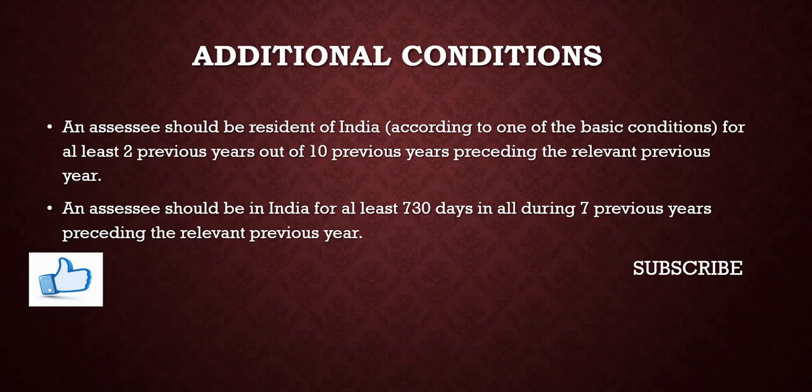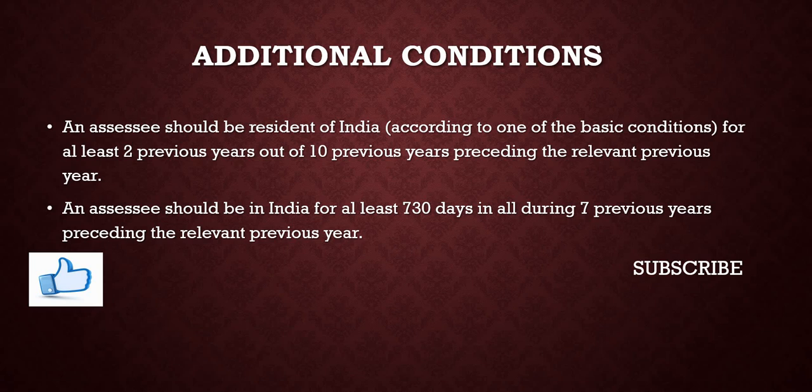In order to satisfy the additional condition, an assessee should be a resident of India according to one of the basic conditions. That means he should stay for a minimum period of 182 days, or he should stay in India for a period of 365 days during 4 previous years and for a period of 60 days, even including the exceptions here. So if an assessee stays in India for at least 2 previous years out of 10 previous years, then he will be satisfying the additional condition.